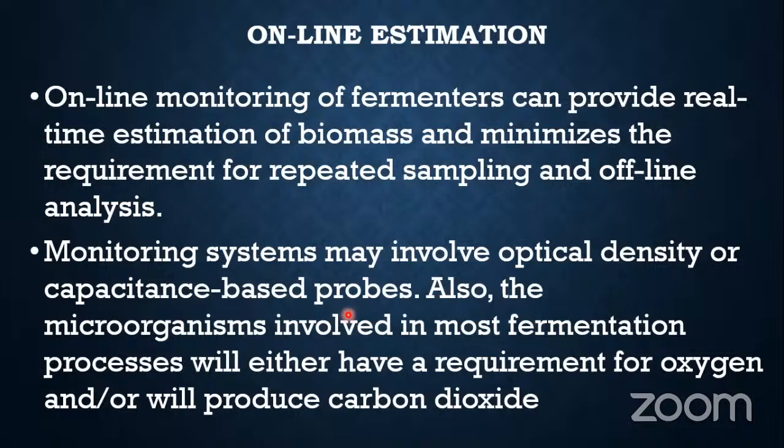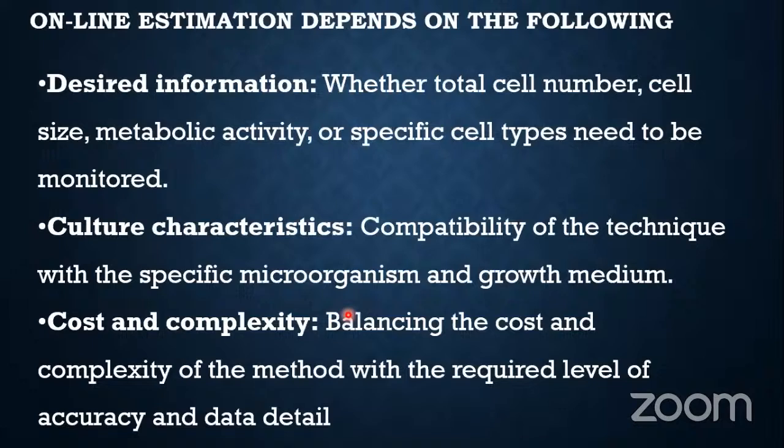So these processes use certain methods or principles that are like a form of standard for their working procedure. And online estimation depends on certain factors. Number one, it depends on the desired information, whether the total cell number, size, metabolic activity, or specific type of cell to be monitored. So the desired information will determine what method to be used.